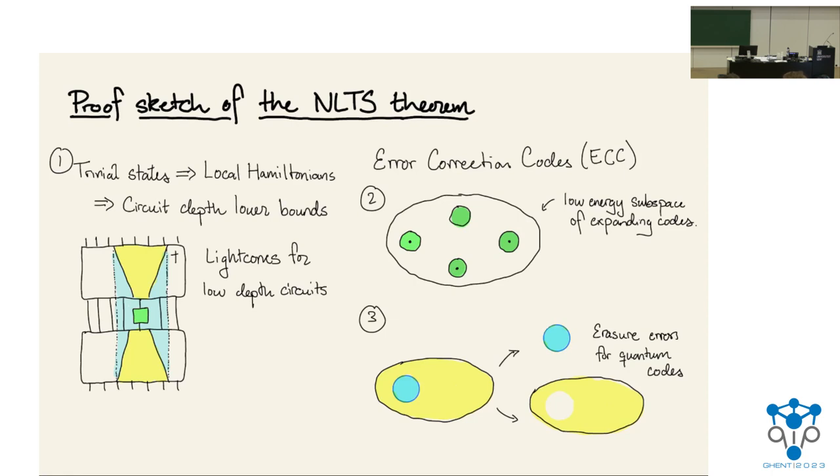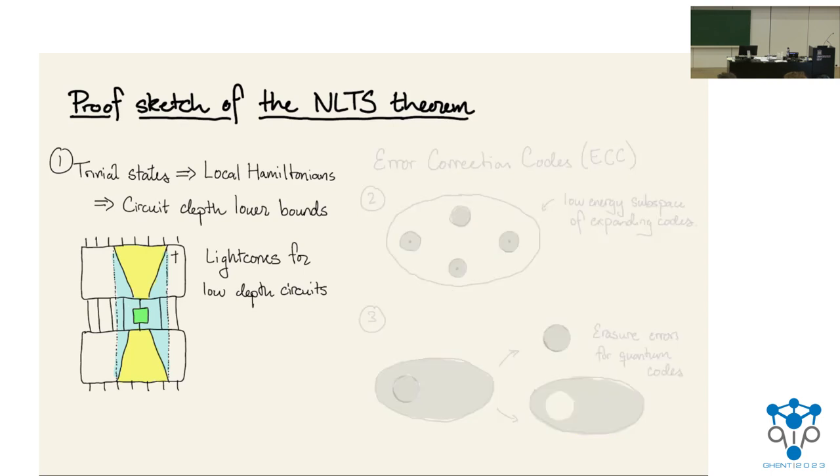So my sketch of the proof is going to be tripartite. The first is I hope to explain the way I like to think about trivial states, which are just states that are the outputs of small circuits. And I like to think of them as local Hamiltonians, and I'll say why that implies circuit depth lower bounds. Second, I'll say why error correction comes into play, and thirdly I'll talk a little bit about why quantum error correction comes into play and how to think about it via erasure errors.